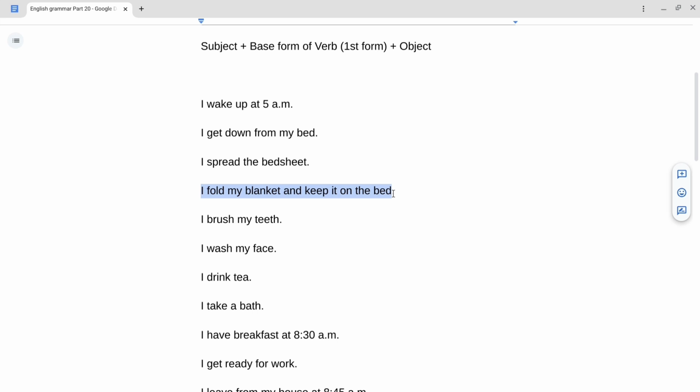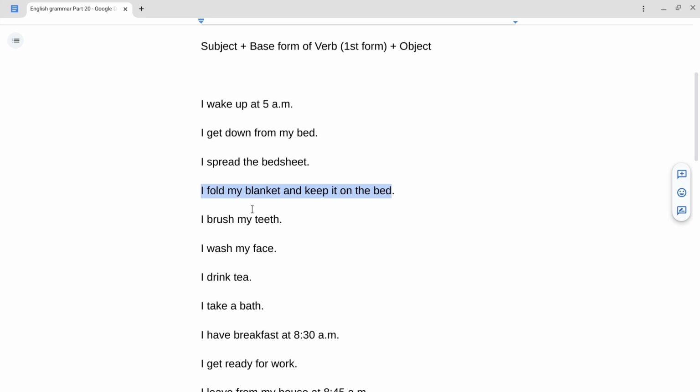Here I is the subject, fold is the verb, and my blanket is the object. Then I keep it on the bed. Here keep is the verb. We are using two action verbs here because I have connected this sentence using the linking word and. Otherwise you can write it in two sentences like I fold my blanket, I keep it on the bed. So I have connected this into one sentence. That's why we are using I fold my blanket and keep it on the bed. Here and is the linking word. Fold is an action verb. Keep is an action verb.